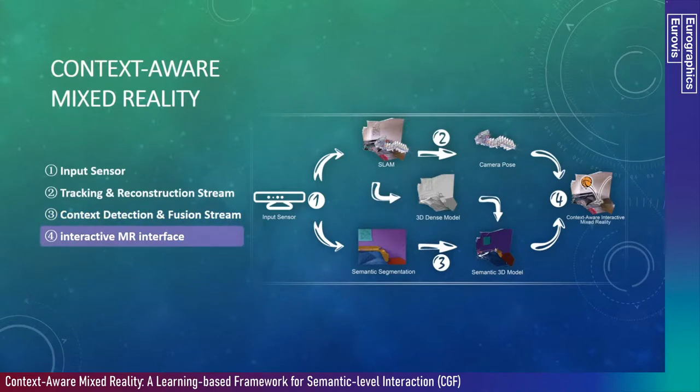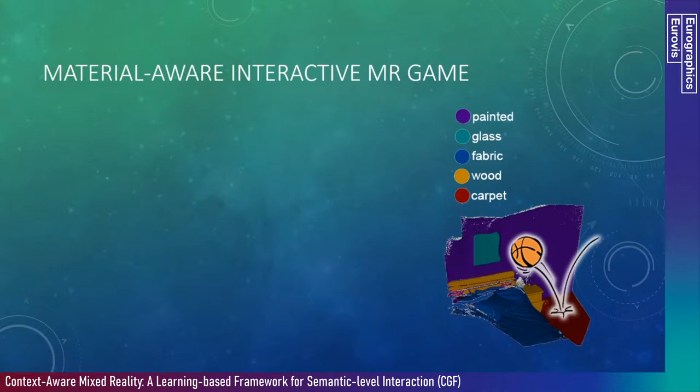With the output of the tracking and reconstruction stream, and also the output of the context detection and fusion stream, we can have an interactive MR system based on these outputs. So here we implement a material-aware interactive MR game. You can see that it can detect different materials of the objects, such as paintings, glass, fabric, wood, and carpet. The idea is that we can have virtual objects such as a ball, and it can interact with different real world objects. For example, it can jump on the carpet, and it can sink into the fabric object, so it has different responses.